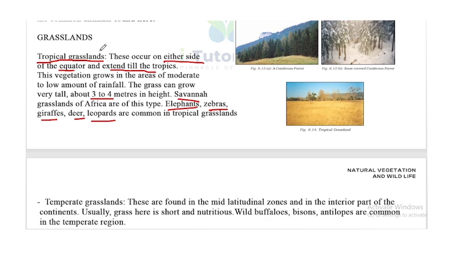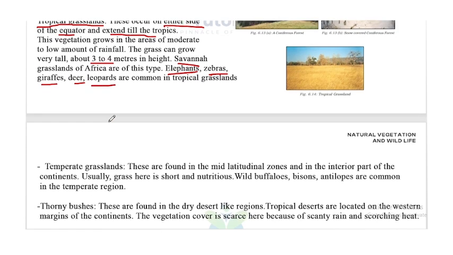So again, tropical grassland is mainly found on either side of the equator and extends till the tropics. The vegetation grows in areas of moderate to low amount of rainfall. The grass can grow about 3 to 4 meters in height. For example, savanna grassland of Africa. Elephants, zebras, giraffes, deer, leopards are common in this tropical grassland.